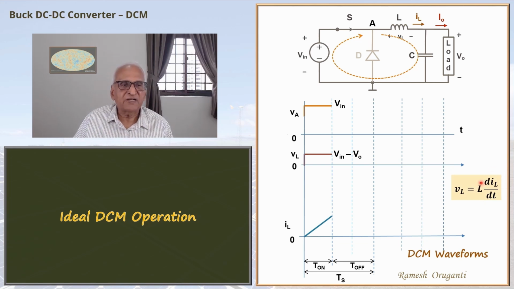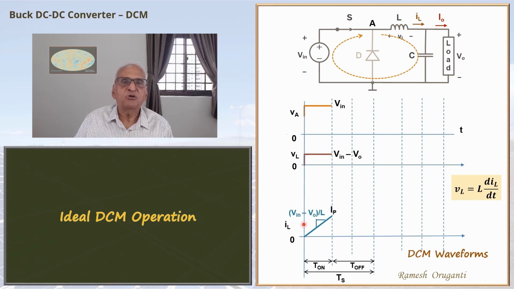So the inductor current rises at a constant slope (Vin - V0)/L and reaches IP. It is going to start from 0 amperes. There will not be a pre-existing current. We will show that shortly.